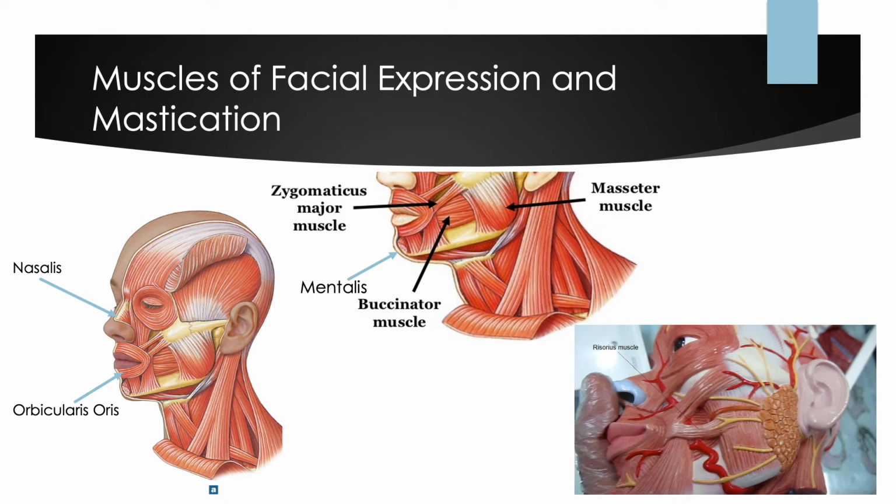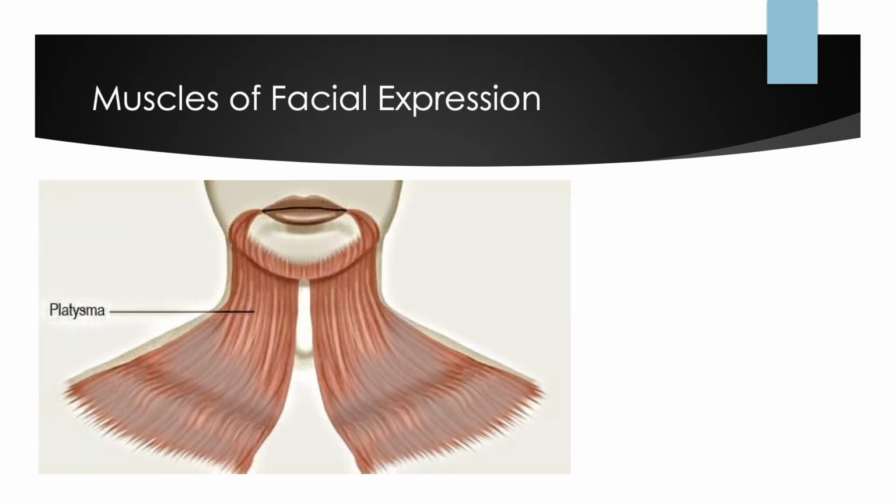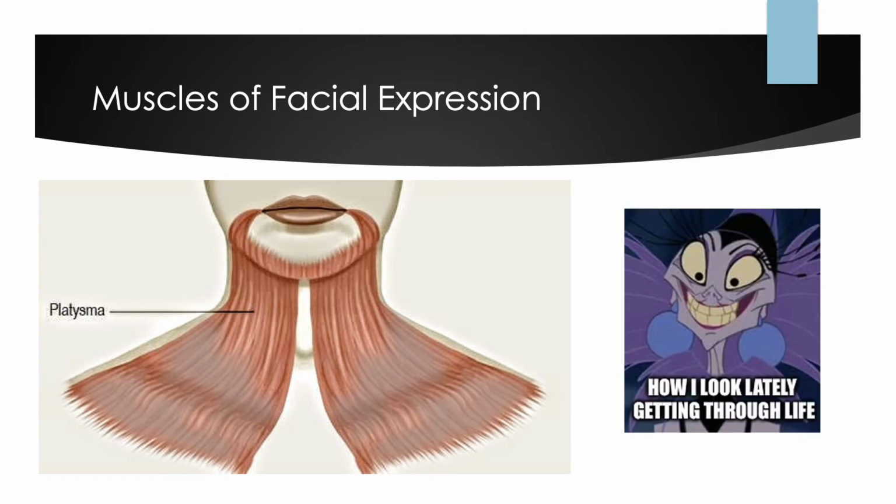And moving on, we have the platysma, which is this very thin fan-shaped muscle on your neck, and I actually have a tip for remembering this. So when I think about the platysma, I think about Yzma from The Emperor's New Groove, and I always think about how she has this really wrinkly neck, and her platysma muscle must be super wrinkly too. So that's how I remember the platysma.